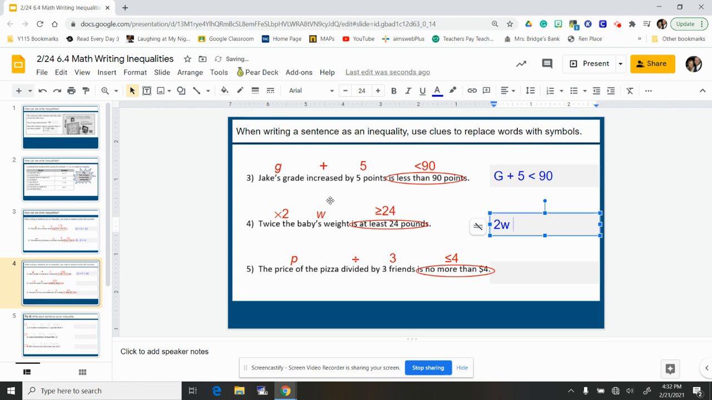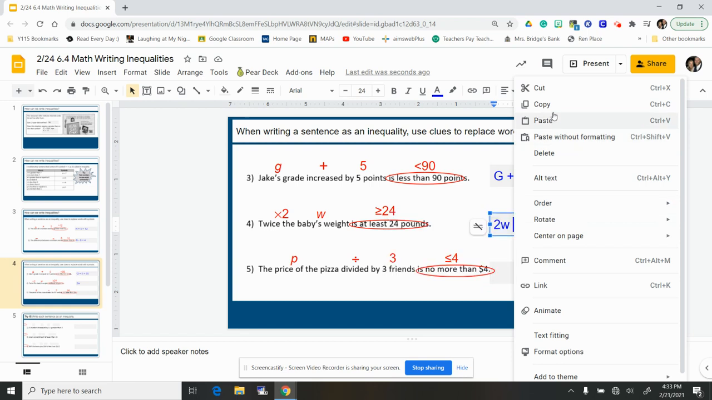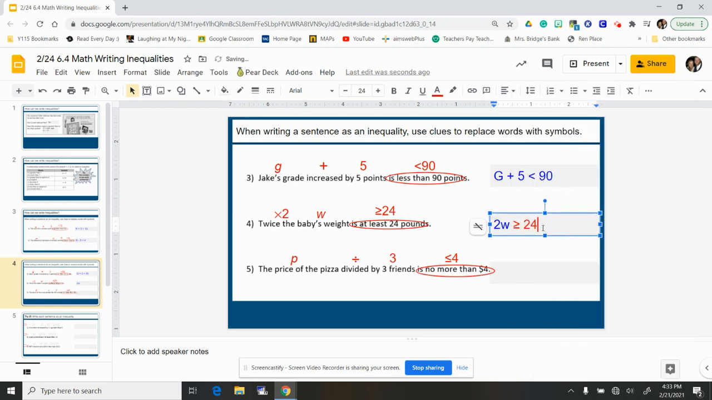2 times W. Okay? Now when it says at least, remember that's telling you that we're working with an equal to symbol. We need to make sure that we are dealing with the right symbol, if it's greater than or equal to or less than or equal to. Since we're working with that word at least, we should be seeing that greater than or equal to symbol. So I'm just going to copy and paste it from here. And then we're looking at 24 pounds, so that would be the last part of our inequality.